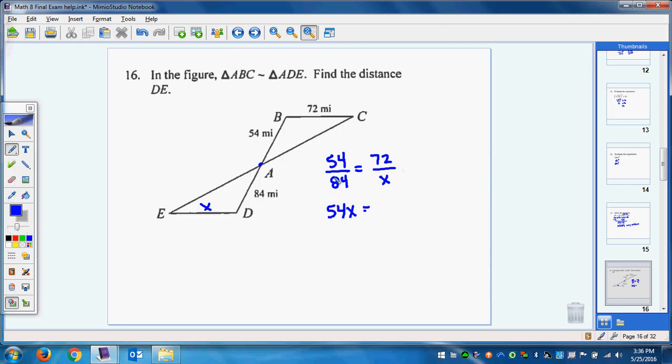So let's see here. I've got 84 times 72, 6048. If I divide by 54 on both sides, the value of x, which is side DE or ED, as they call it sometimes, I just divide by 54, and I get 112.